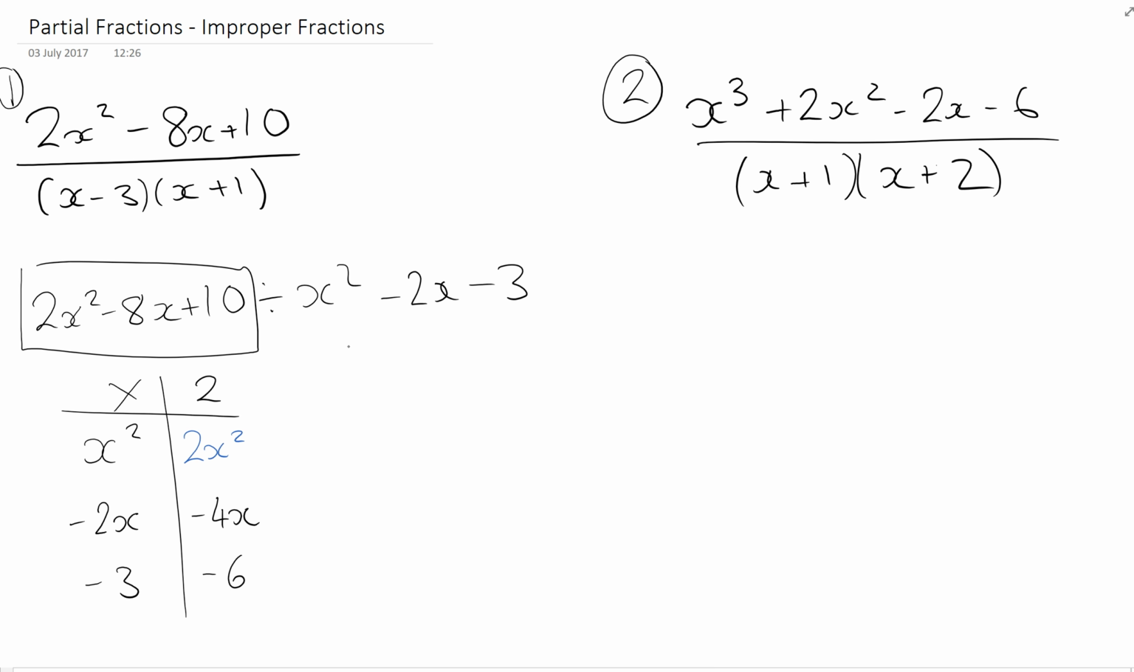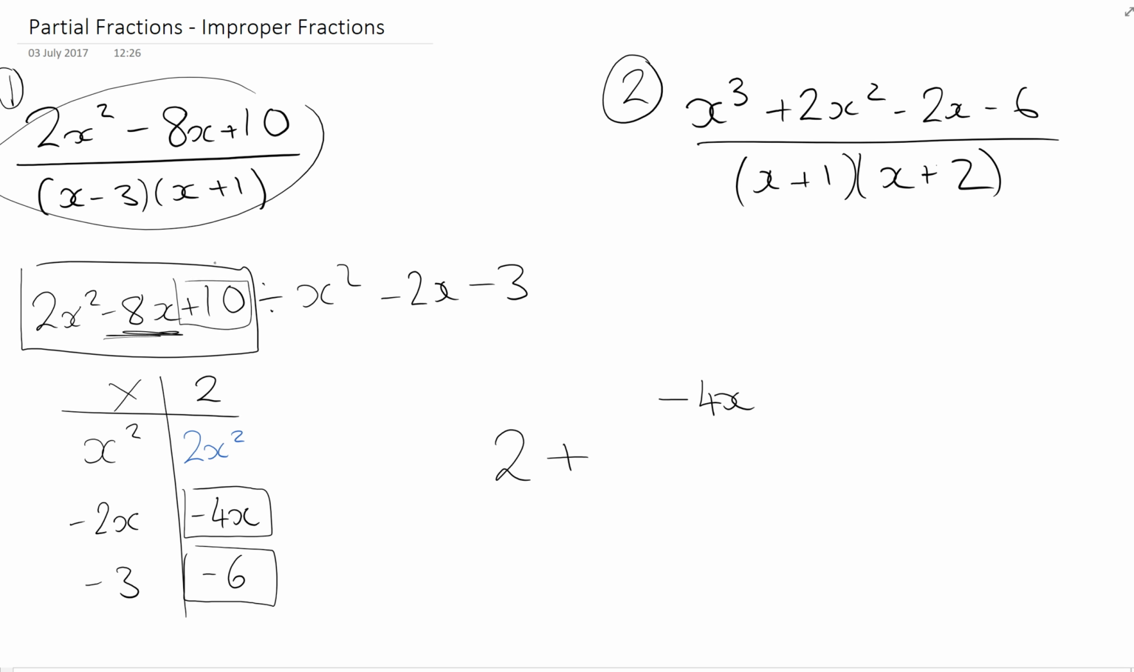So what I can say then, I can rewrite this original expression as 2, which is what the division gave us, plus whatever the remainder is. So looking at what we've got here, we've got minus 4x and we wanted minus 8x. So my remainder is a further minus 4x, because minus 4x minus another 4x is minus 8x. Along with that, I've got minus 6. I don't want minus 6, I want plus 10, so I need to add on 16 to that. And then that is being divided by whatever we were dividing by before, this number here.